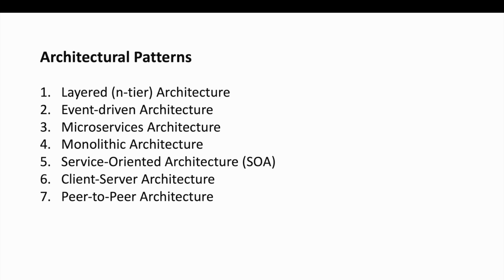Next, we're going to look at peer-to-peer architecture. Now, this distributes tasks or workloads among peers, which are equally privileged participants in the application. It is useful for applications requiring a decentralized and self-organizing network, such as blockchain technologies.